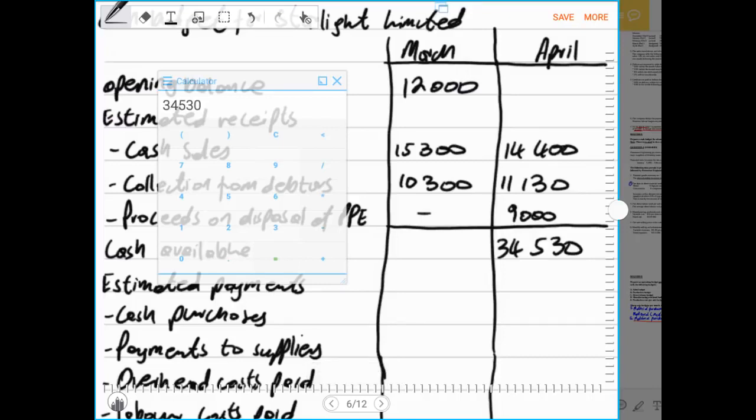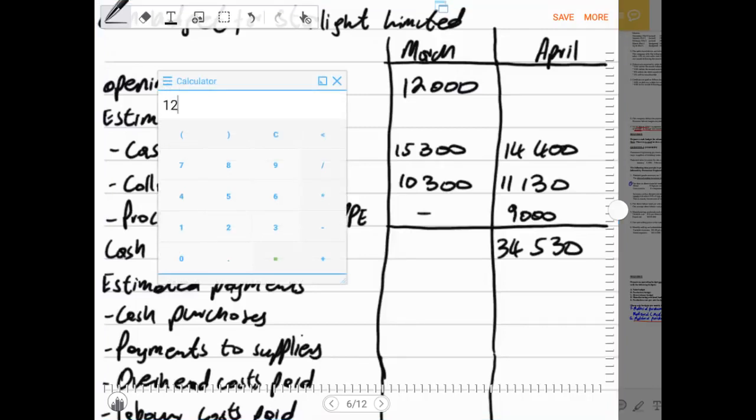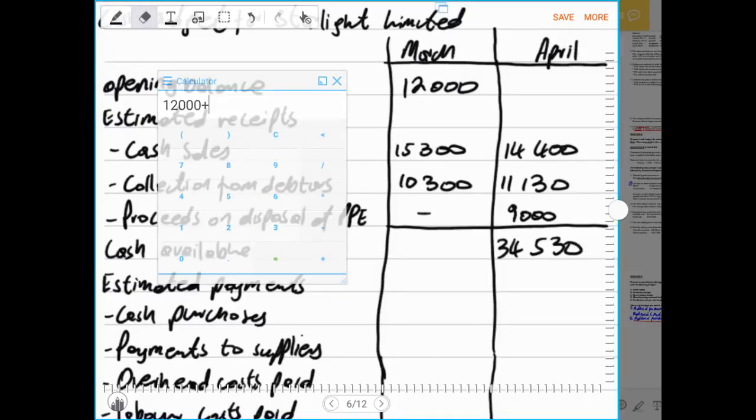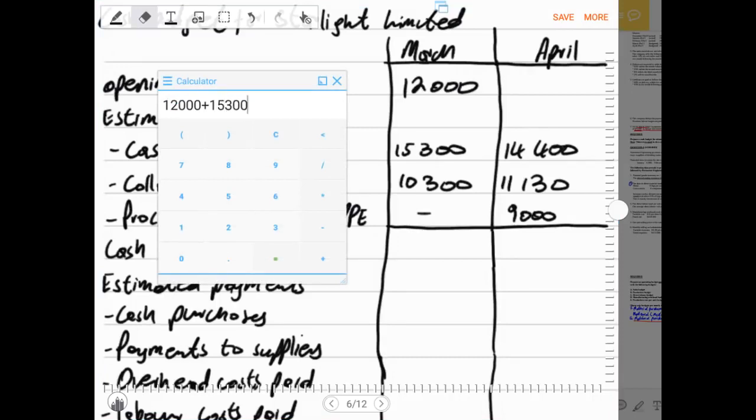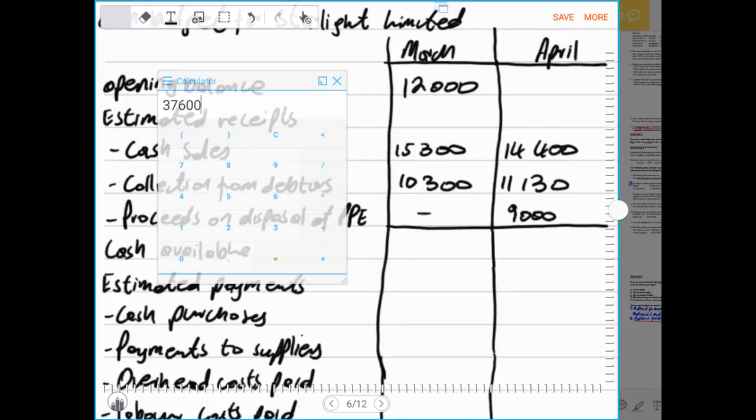34,530. Then we have our cash available as 12,000 plus, okay, let us not write here because we still need an opening balance. 12,000 plus 15,300 plus 10,300, that gives us 37,600. So now that will be our cash that is available.